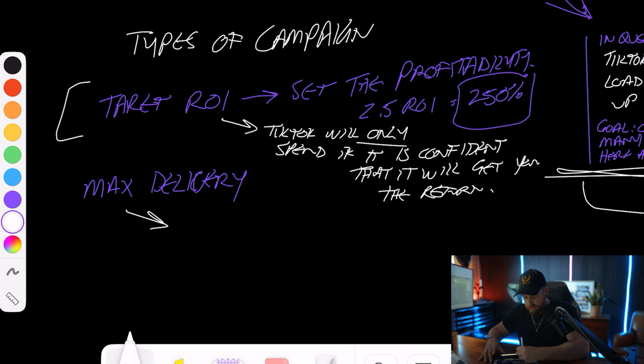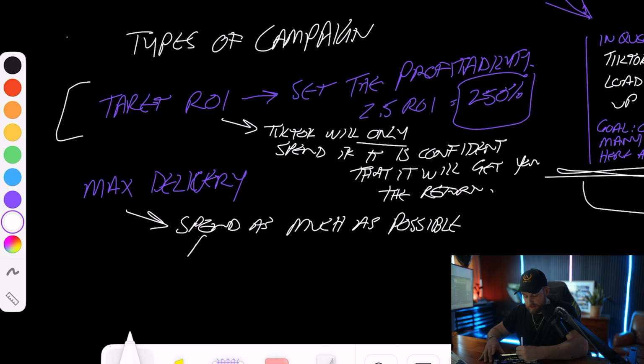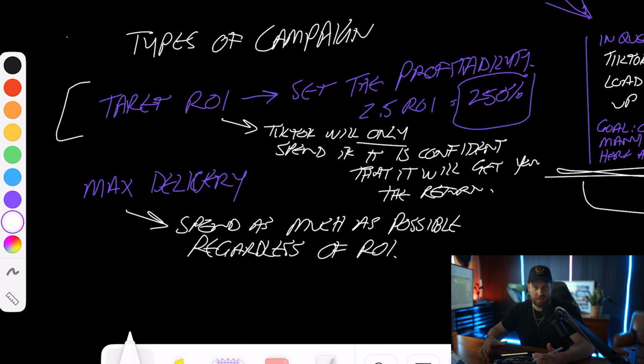Now, max delivery. Max delivery is spend as much as possible regardless of ROI, okay? So essentially a normal campaign, you set a budget of, say, $100 a day, it's going to spend $100 a day, all right? That's essentially what it is. So it disregards any ROI, or doesn't have any ROI protection here.